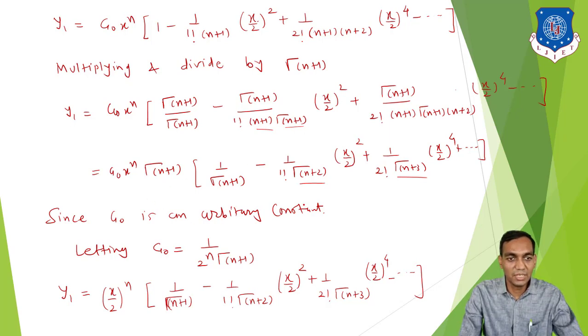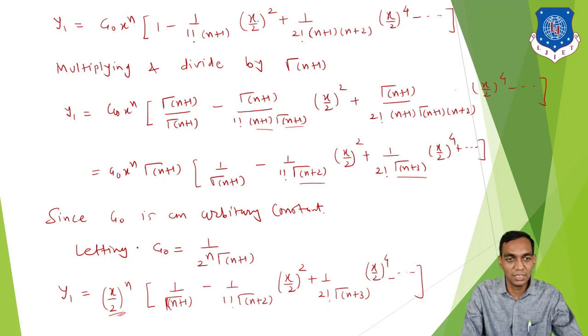So a0 is any arbitrary value, correct? So assuming it is constant, we put a0 equal to 1 upon 2 raised to n into gamma n plus 1. Then y1 is going to be x by 2 raised to n into 1 upon gamma n plus 1 minus 1 upon 1 factorial into gamma n plus 2 x by 2 whole square plus 1 upon 2 factorial into x by 2 raised to 4 and so on. Here we have put a0 as 1 upon 2 raised to n into gamma n plus 1. So gamma n plus 1 cancels out, and you will have x by 2 raised to n.